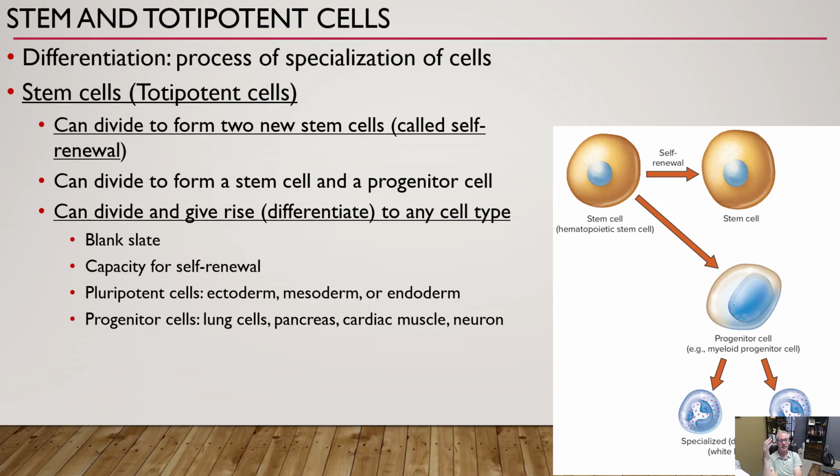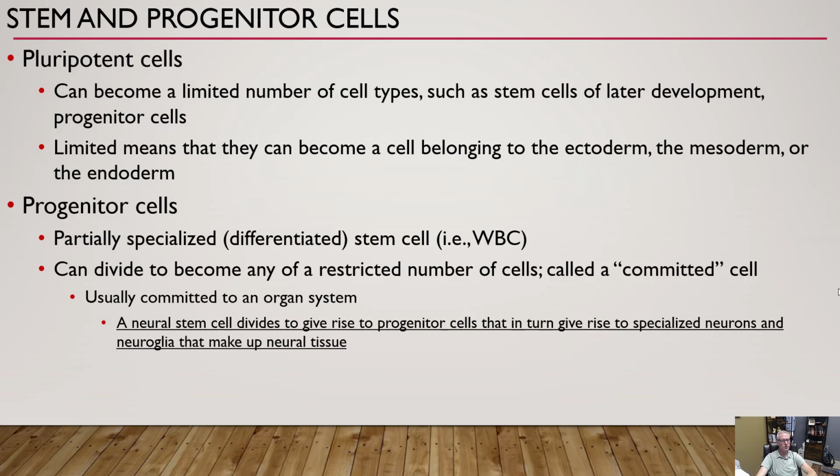They can divide into pluripotent cells or progenitor cells. Pluripotent cells are, like I said, ectoderm, mesoderm, endoderm. Progenitor cells can be lung cells or pancreas or cardiac muscle cells or neurons. So totipotent cells are kind of like the top of the hierarchy of stem cells. Like I said, blank slate stem cell.